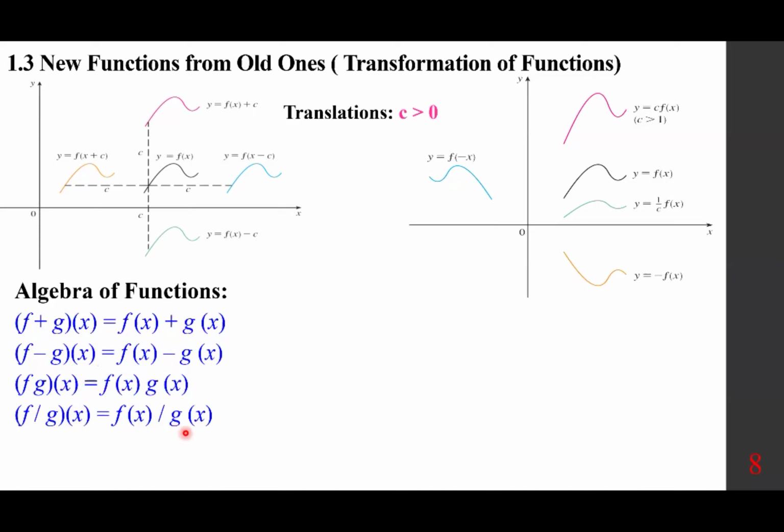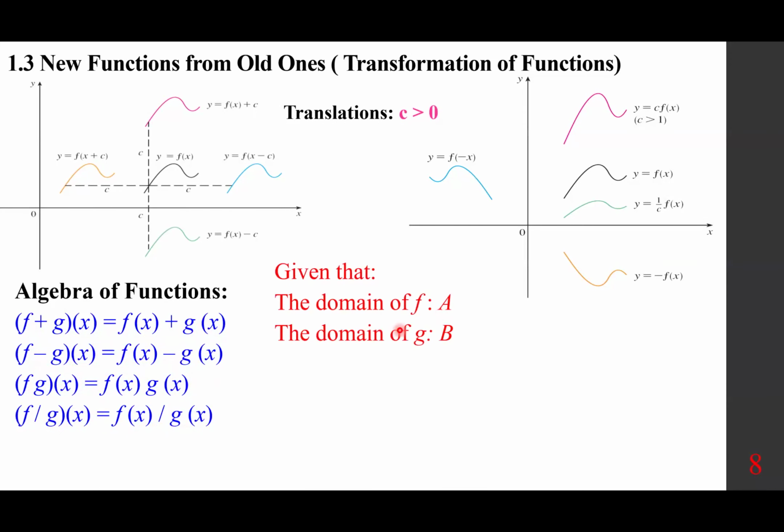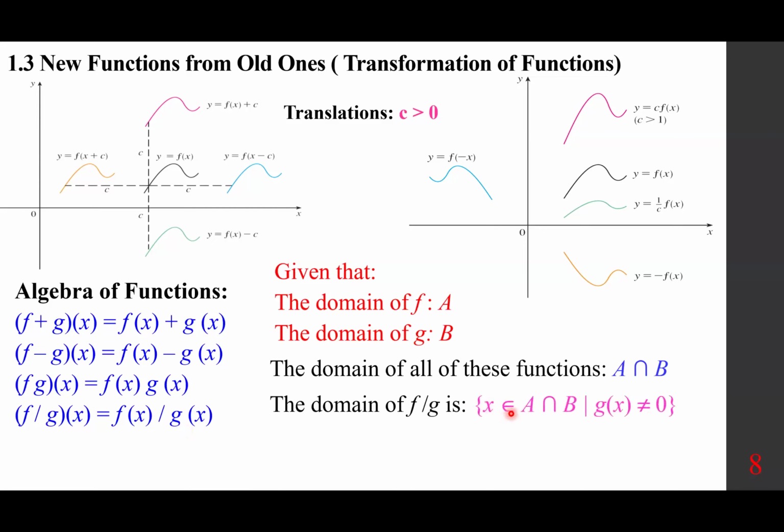So here's what we have. The domain for the function f, let's say it's A, and the domain for function g, let's assume it's B. Then the domain of all of them is A intersection B. The last one is the same thing, and whatever makes g of x 0 is excluded. So x is an element of A intersection B. Also, whatever makes the denominator 0 is gone.